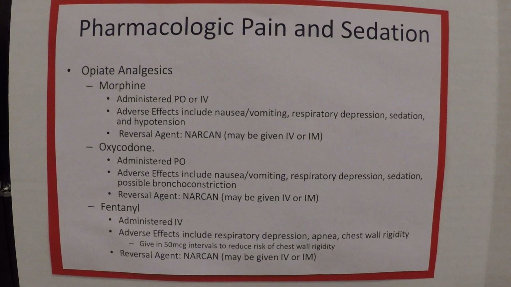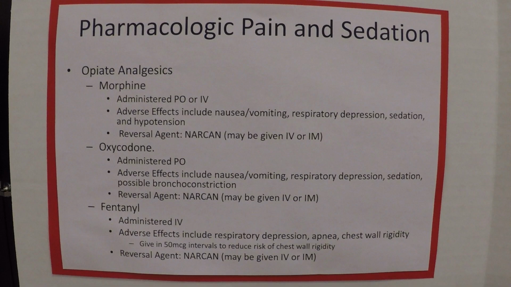Oxycodone, we also administer PO. The adverse effects of this also include nausea, vomiting, respiratory depression, sedation, and possible bronchoconstriction. The reversal agent is Narcan, may be given IV or IM. Fentanyl, we also give. We administer it IV.